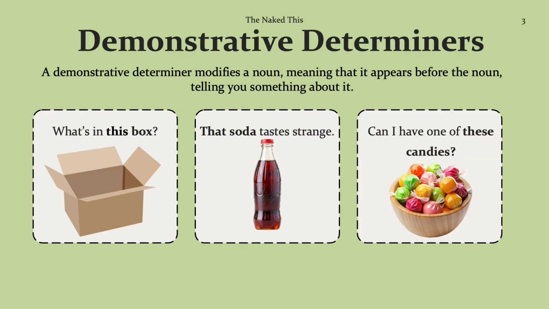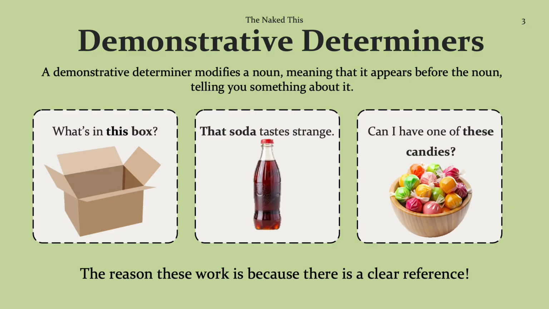Without the bowl in front of you, if you asked, can I have one of these? You might get the response, these what? You could instead say, to clarify, can I have one of these candies? The reason these examples work is that there is a clear, defined reference in mind.